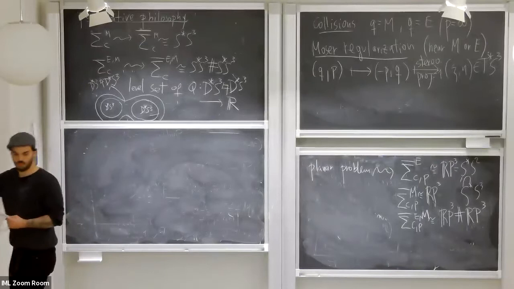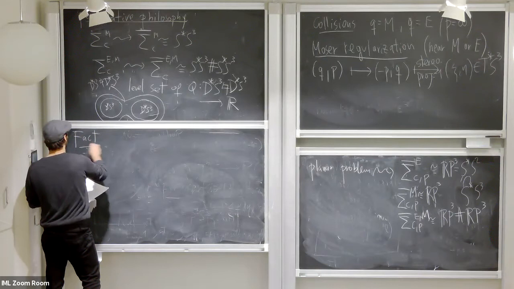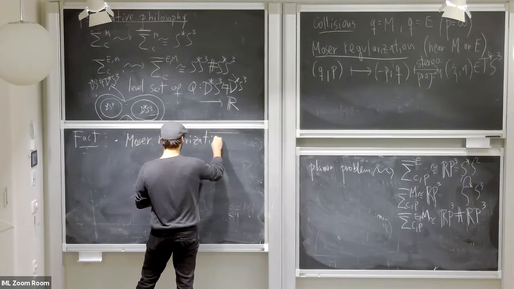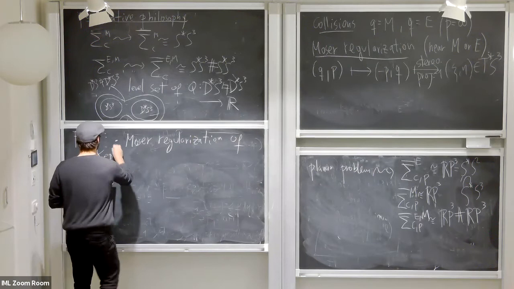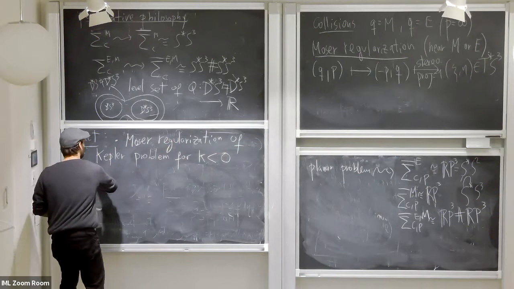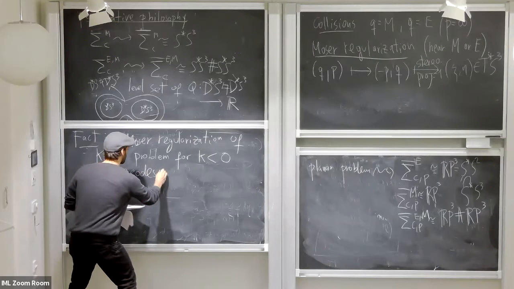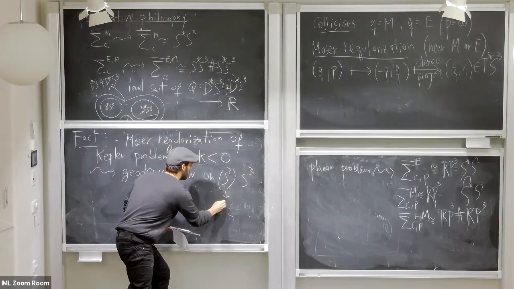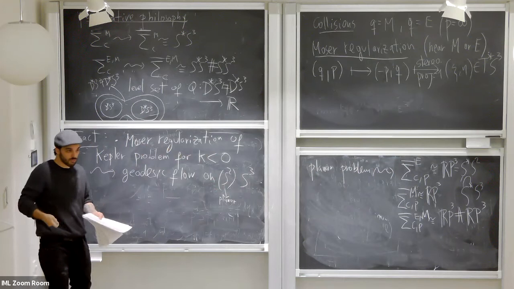Fact: the Moser regularization of the Kepler problem at negative energy is precisely the geodesic flow on S2 or S3. Geodesic flow on S2 if you're looking at the planar problem, or S3 for the spatial problem. So this is planar. So S2 sits inside S3. That's a totally geodesic subset if I take the round metric.